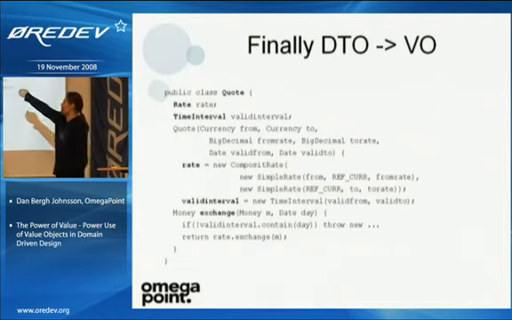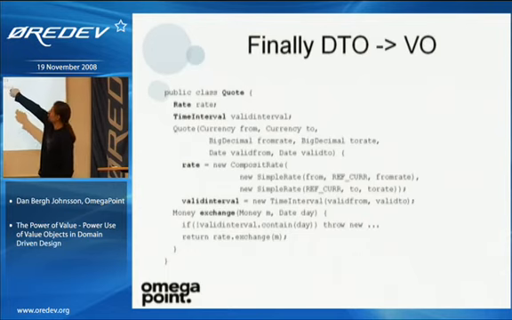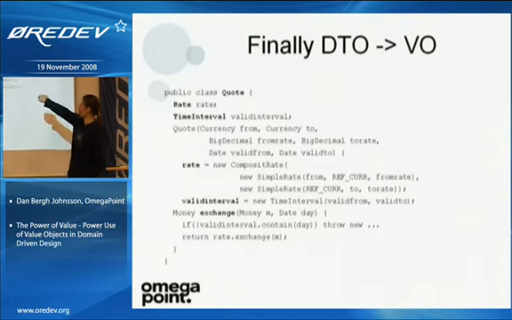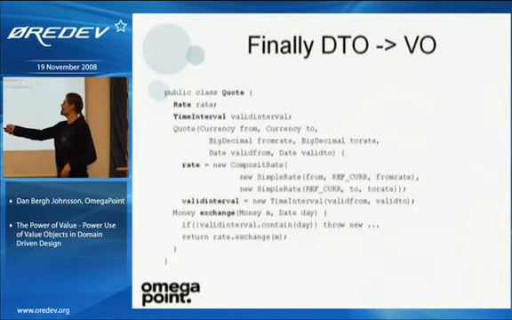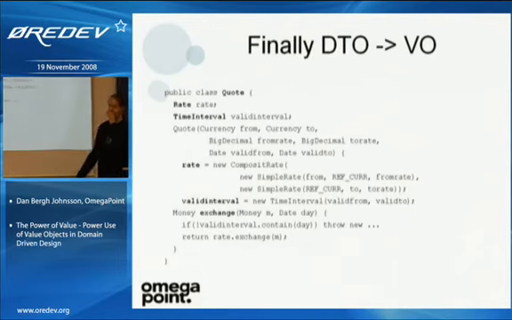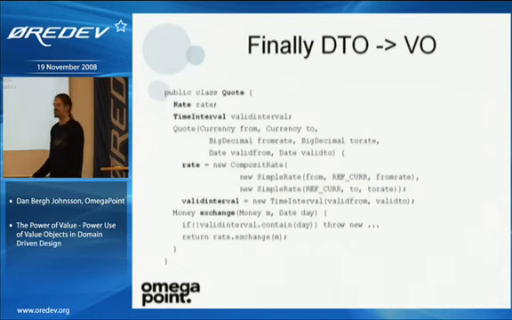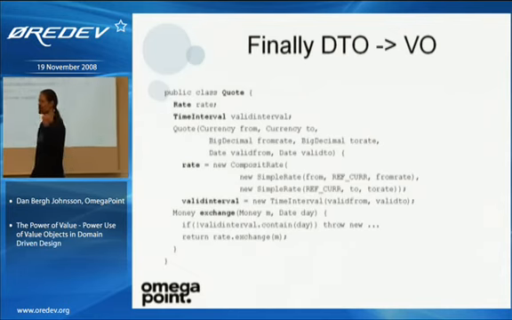Of course, we might still on the inside make a composite rate that consists of simple rates and a valid interval that consists of a time interval. But now we'll have an external method for exchanging money at a specific day using this quote, which will check that, well, is it a proper day? Then we'll perform the exchange. Otherwise, we'll throw some kind of exception.